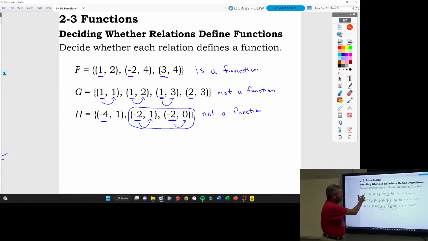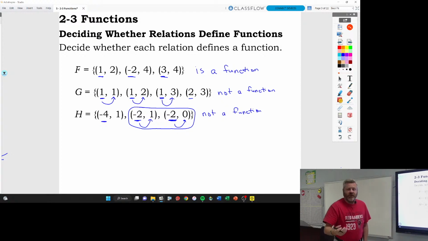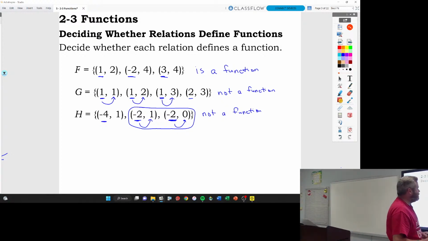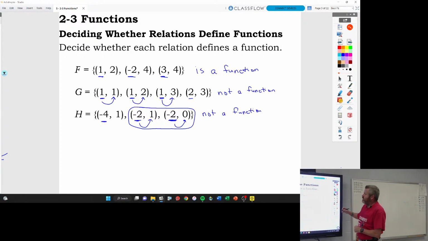But again, all three, f, g, and h, these are relations. A function is just a very specific relation such that each x value, or each first number, is only paired with one other number.